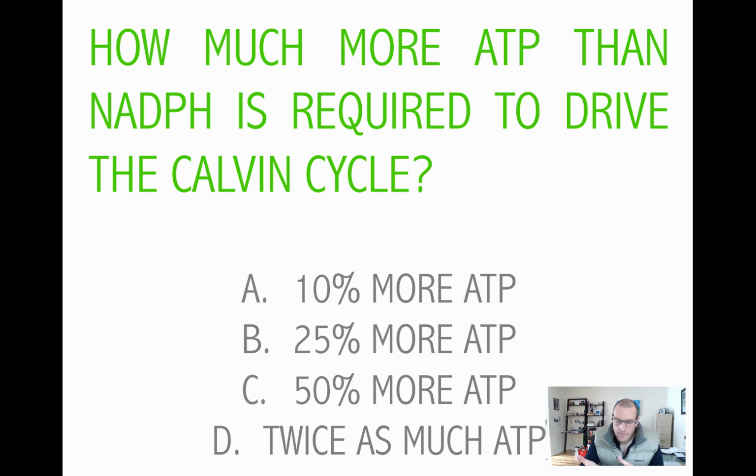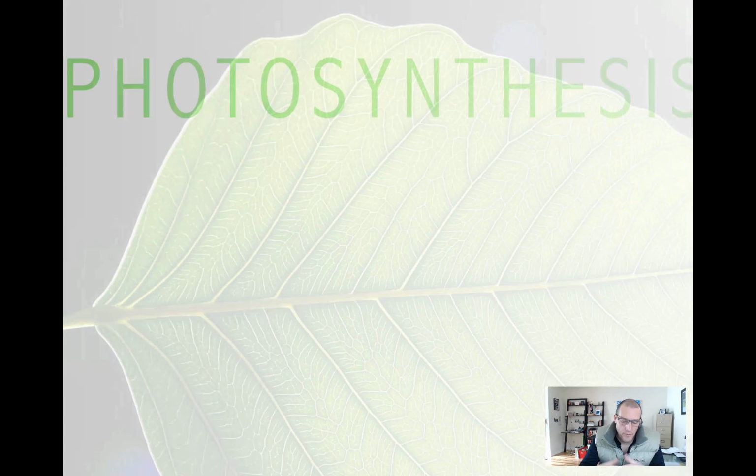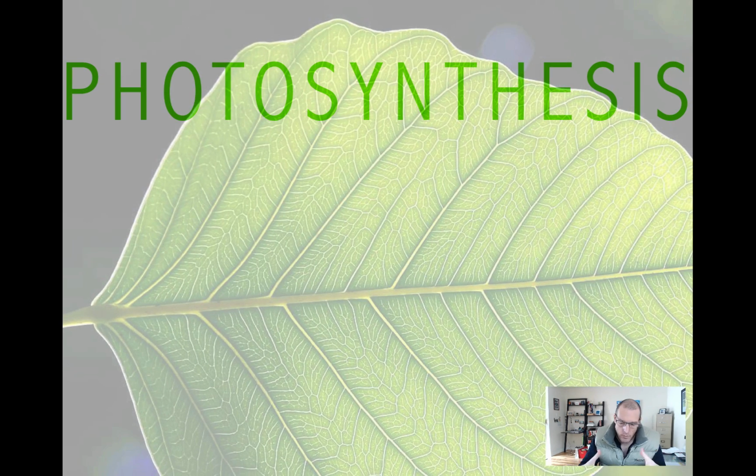So 18 is 50% more than 12. 12 times 1.5 is 18. So you need 50% more ATP to drive the Calvin cycle than you do NADPH. So the problem that appears now is that we finished up the Calvin cycle and the light reactions, but we've reached a bit of a problem. You need more ATP than you do NADPH out of the light reactions, and the light reactions produce equimolar amounts. So for every molecule of NADPH, you get a molecule of ATP.